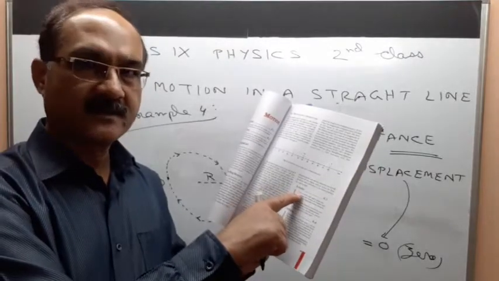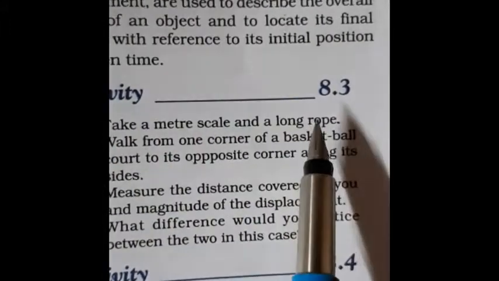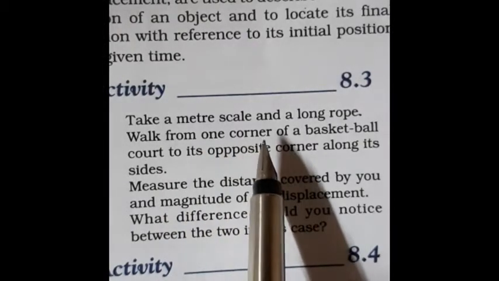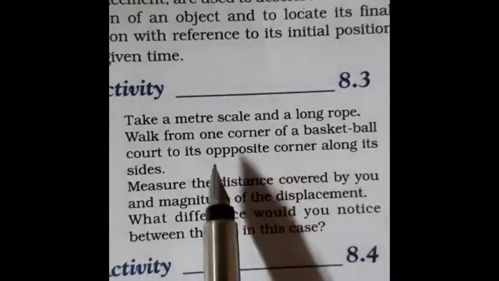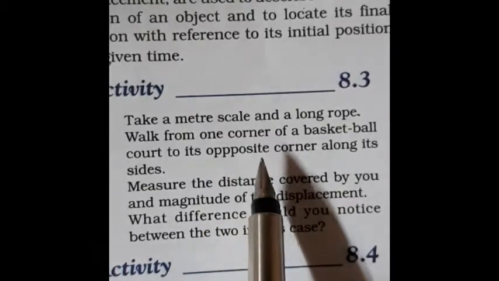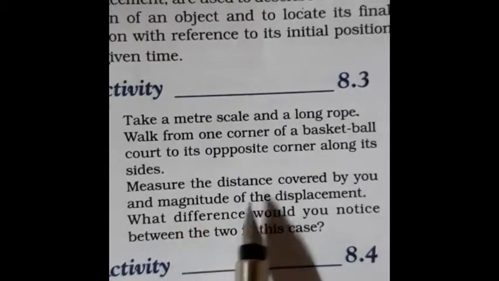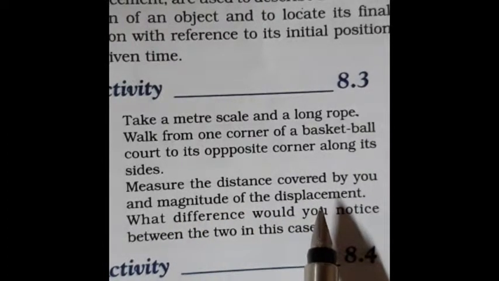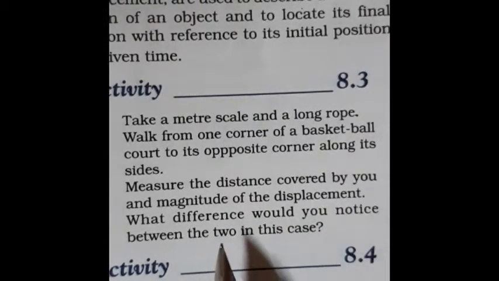There is an activity here. So activity 8.3 says, take a meter scale and a long rope, walk from one corner of a basketball court to its opposite corner along its sides. Measure the distance covered by you and magnitude of the displacement. What difference would you notice between the two in this case?